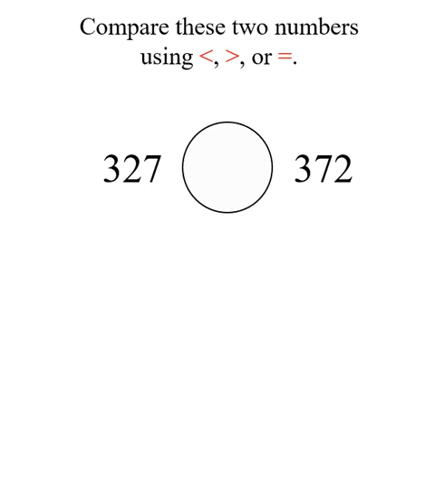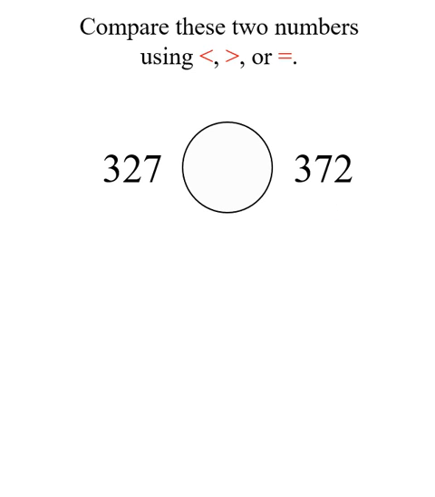This time I have 327. I'm comparing it to 372. Start in the hundreds place. I have 300s and 300s. No idea yet which one is less than or greater than. Go to my tens place. I have 2 tens and 7 tens. I know 2 tens is less than 7 tens, so now I know that 327 is less than 372.